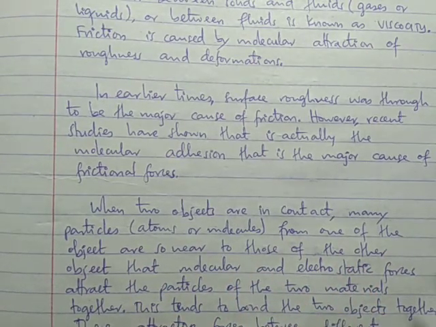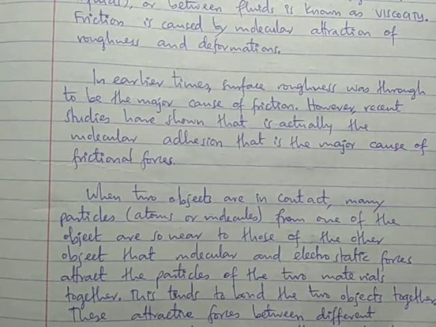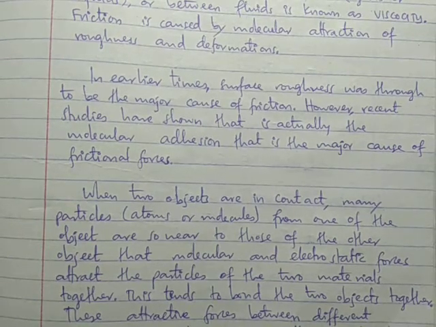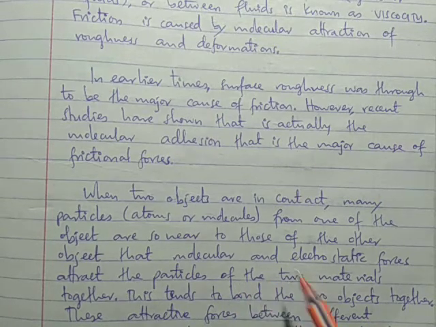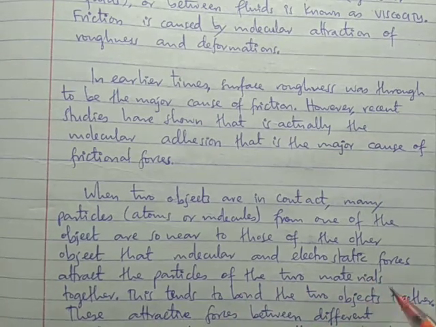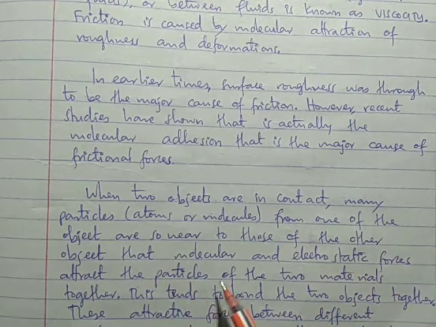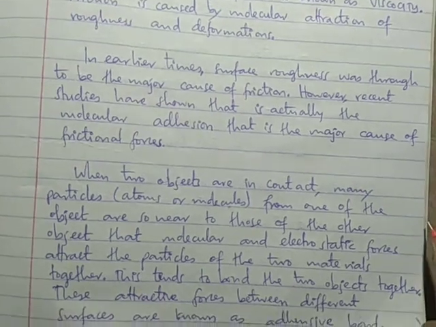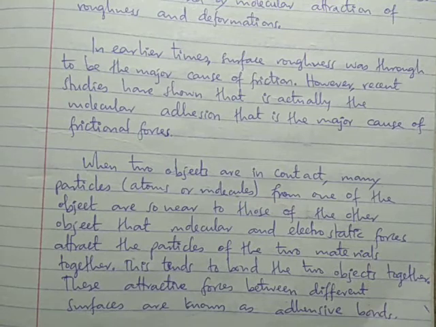Kwa hiyo particles maybe of this exercise book are so near to the particles of the table. So what is the implication of this? What is the effect of this? We are saying that they are so near to those of the other object that molecular and electrostatic forces attract the particles of the two materials together. Kwa hiyo kutakuwa kuna molecular as well as electrostatic forces which tend to attract the molecules of the table with the molecules of the paper together.